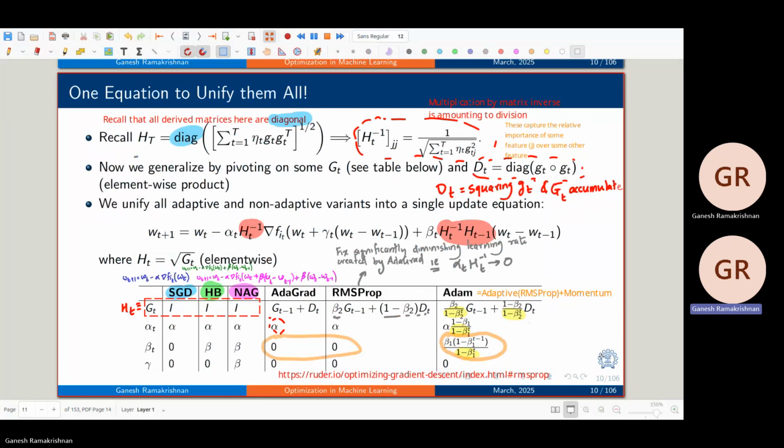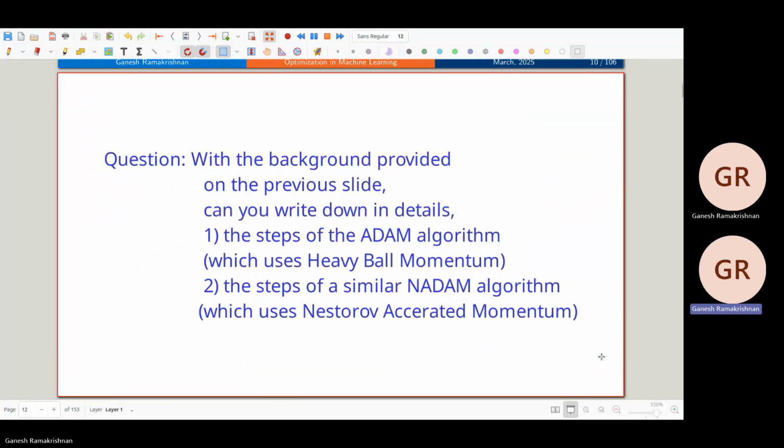So what we'll do next, now since you have clarity like we did for Nesterov, we'll try and write down the steps. So I said that there are two things happening here. You are capturing the mean and you're capturing the variance, capturing first order and second order terms. So M will be used to capture the mean, V will be used to capture the variance, exactly like in the blog. Okay. So can you write down the steps of the Adam algorithm, which uses heavy ball momentum, and the steps of similar NADAM algorithm?